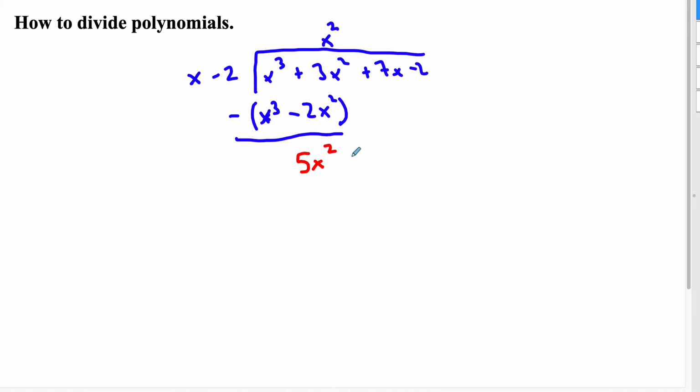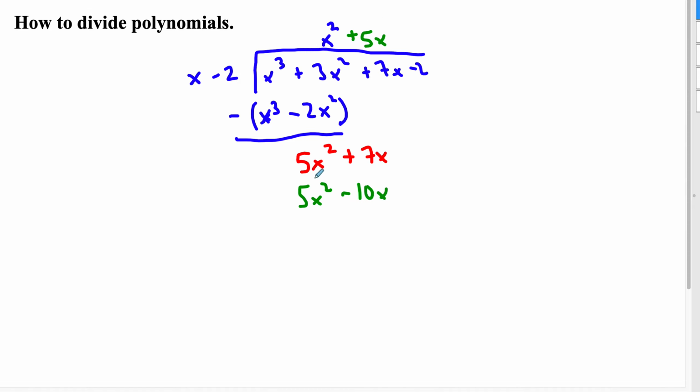And then you're automatically going to bring down this 7x and then repeat the process. So x times what is 5x squared? Or what is 5x squared divided by x? Why, it is a positive, right? Both positive. 5x. So 5x is what we have to multiply x by to get 5x squared. So we do 5x times x, which is 5x squared. And then we also have to do the 5x times -2. So positive 5x times -2 is -10x.